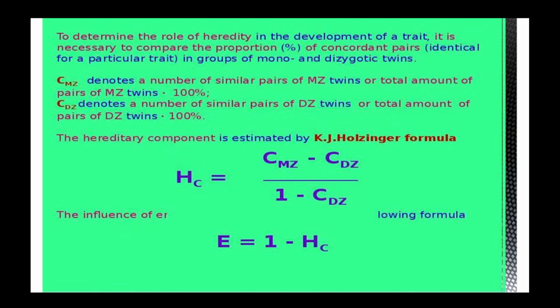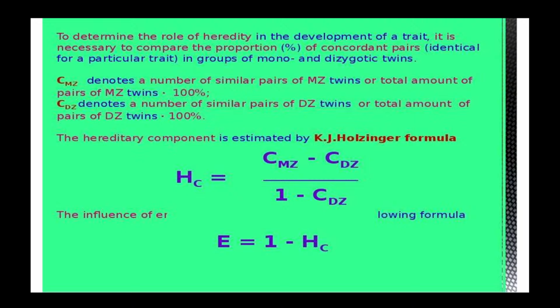In this method, we use two terms. This is concordance and discordance. Concordance is the presence of similar characteristics in twins, and discordance is the presence of different characteristics in twins. The heredity component is estimated by K.G. Holzinger.